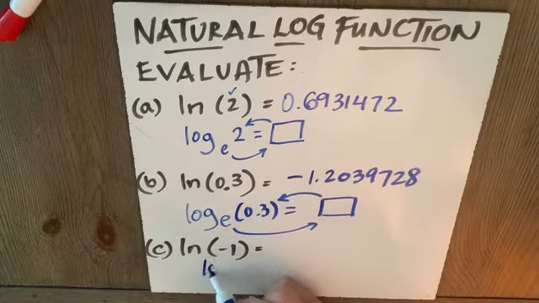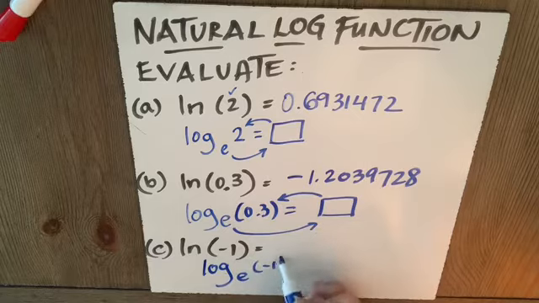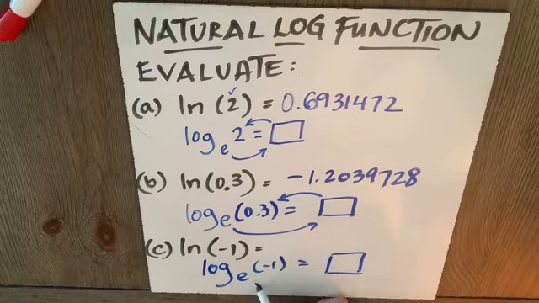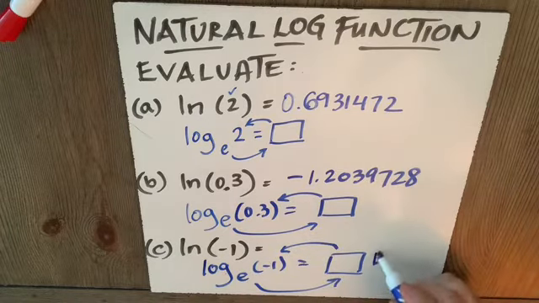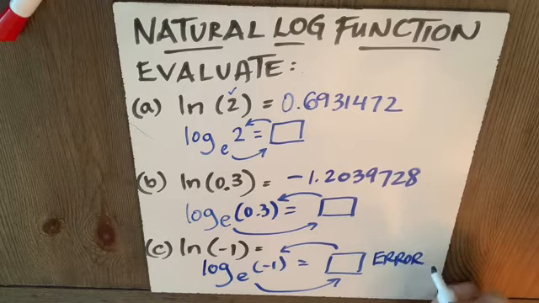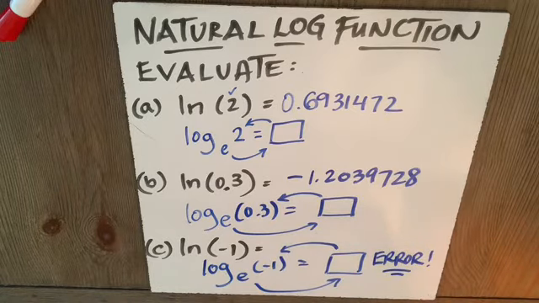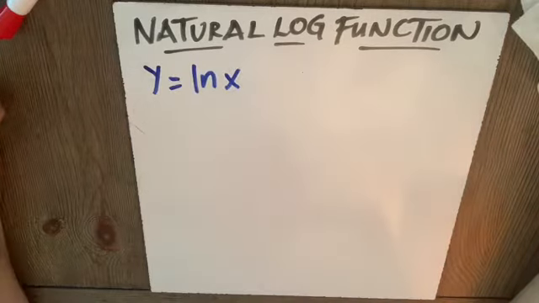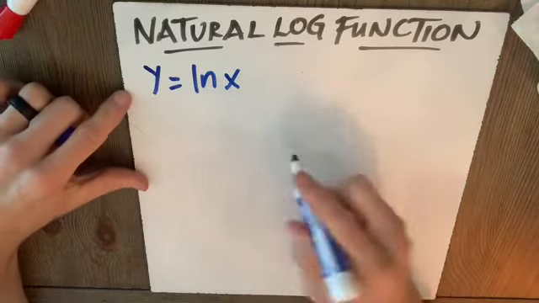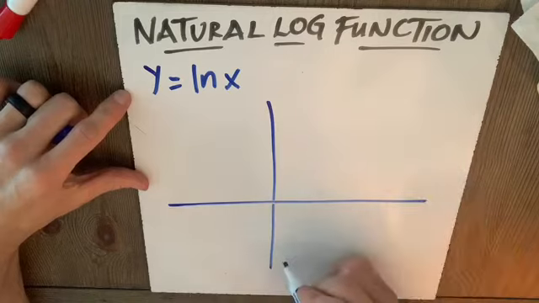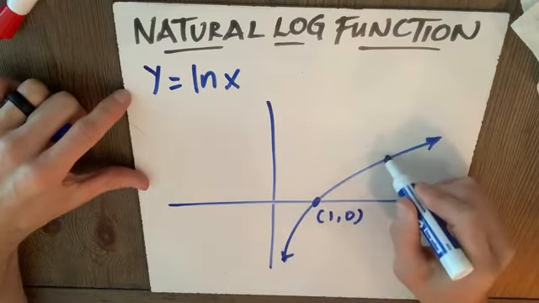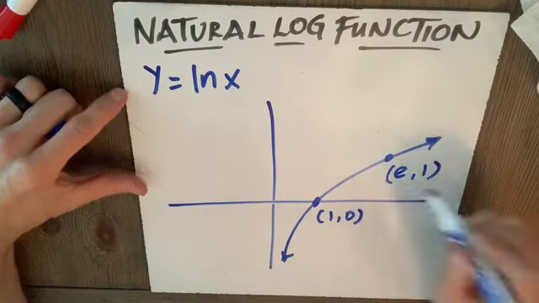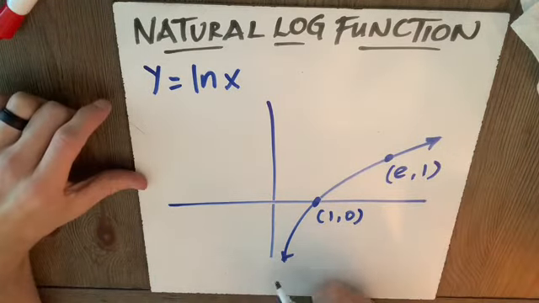Here's the problem, log base e of negative 1. We're asking 2.71828, approximately e, to what power gives us a negative value? And there is no answer. That's why my calculator will give me an error message. Why are we getting that error message? Well, let's graph y equals natural log x. We know it's going to look like this, and it's going to go through the point (1, 0), and then (e, 1), or (2.71828, 1).